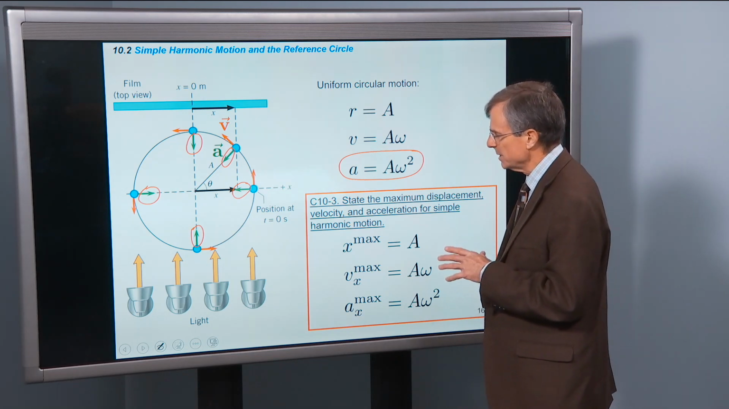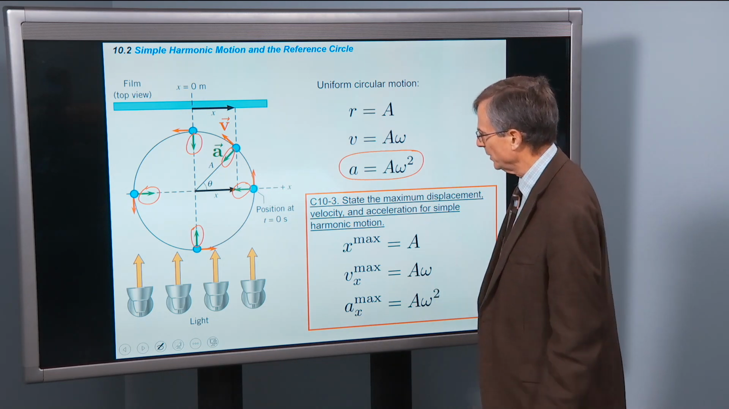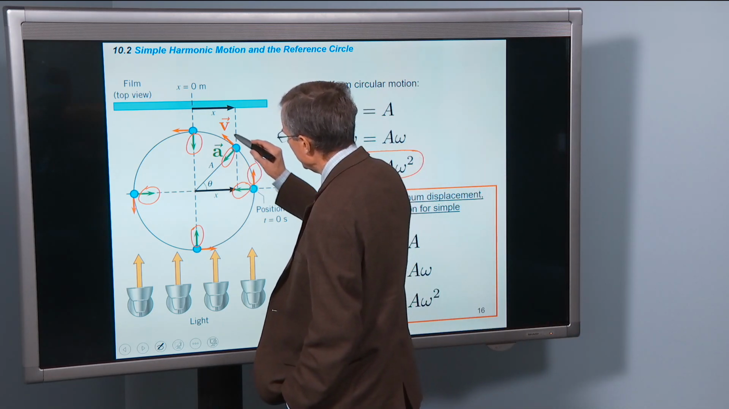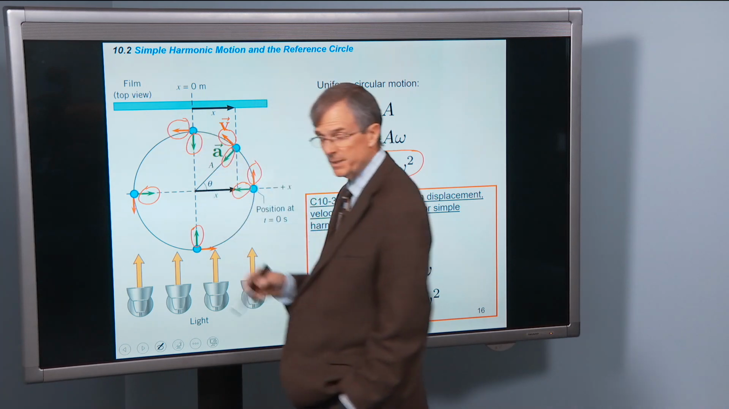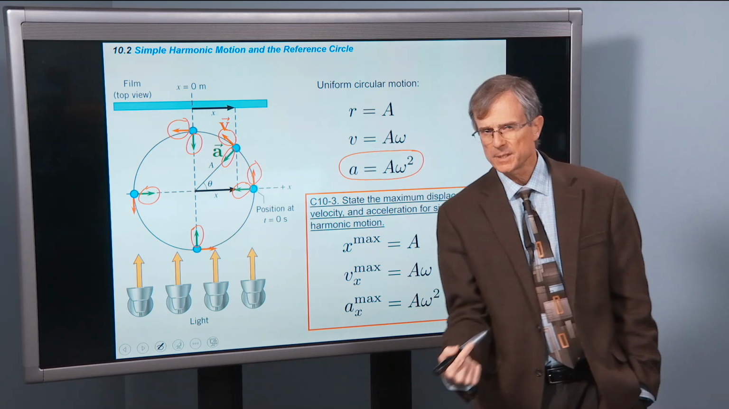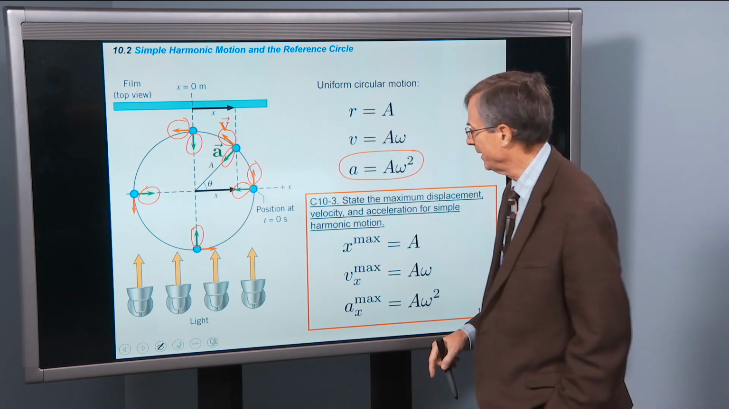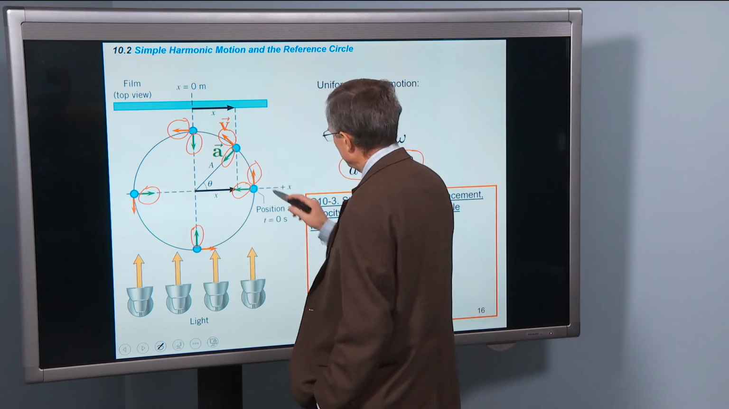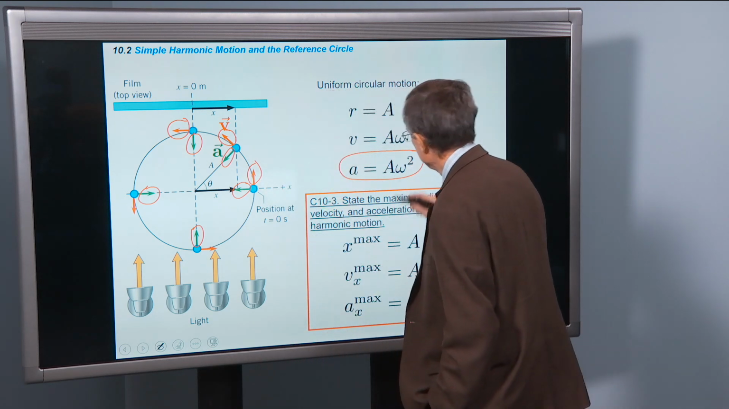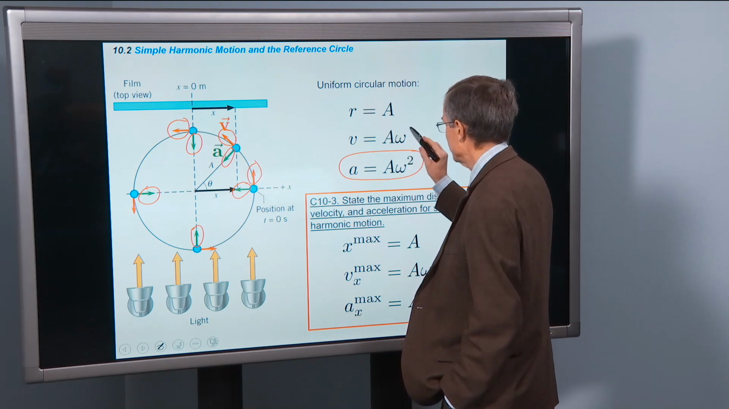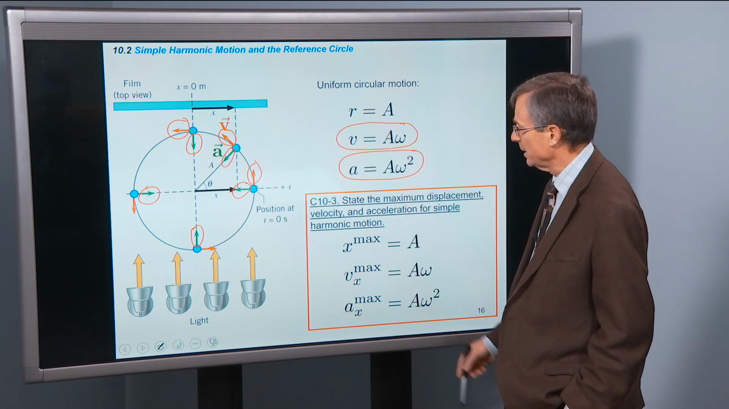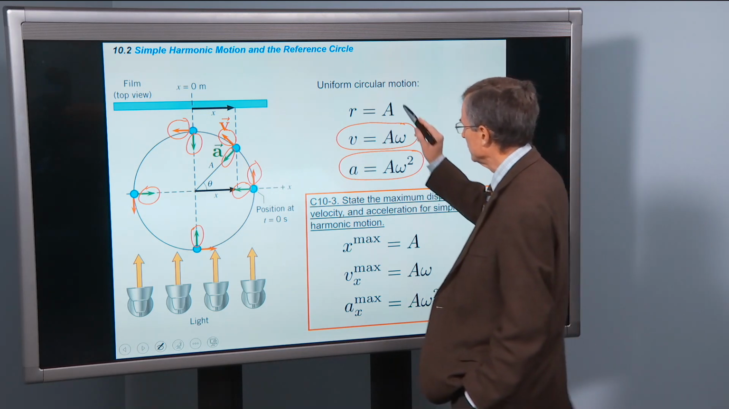Let me also point out the speed. Here's the velocity vector shown in red arrows. The velocity vector, as you remember, always points in the direction of motion. Wherever that thing is headed, that's the direction of the velocity vector. And that velocity vector has a magnitude, the speed of it, which is A times omega. And then finally, r equals A.